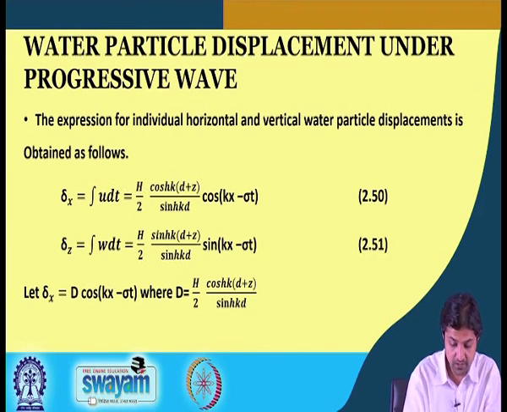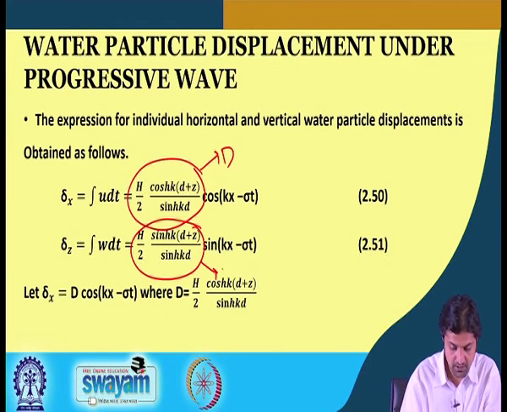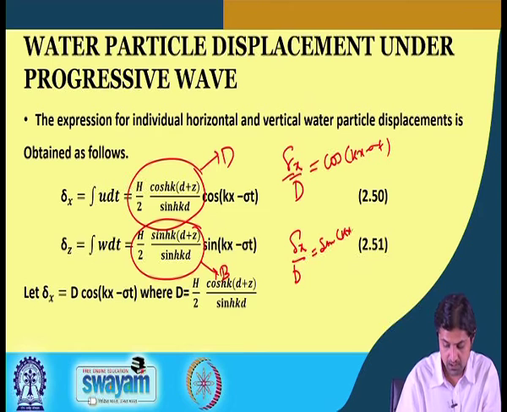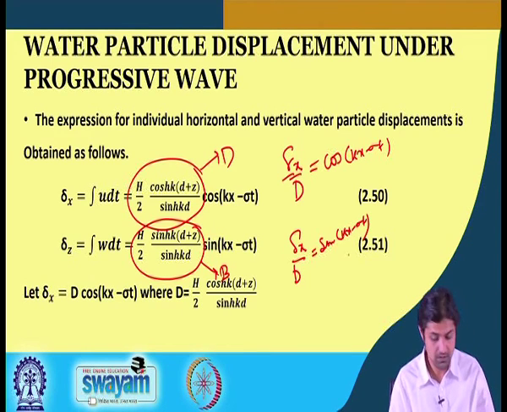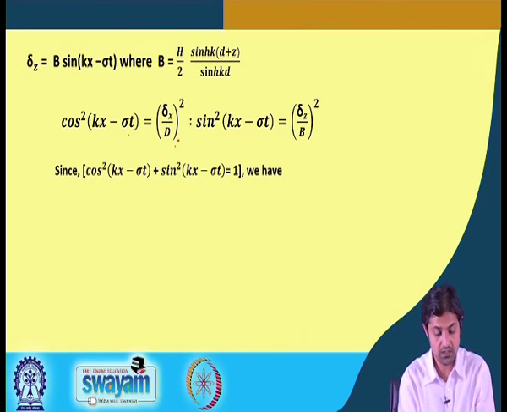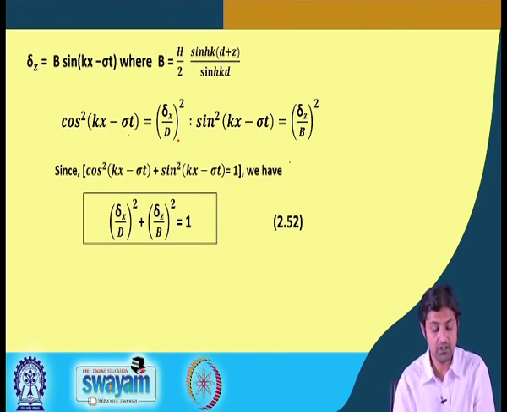So, what we have said is this is d and this is b. All right. So, if we take d down, it will become delta x by d is equal to cos k x minus sigma t, and if we take b down here, it becomes delta z by b is equal to sin k x minus sigma t. All right. So, sin square theta plus cos square theta is equal to 1. Therefore, this is what we have used. So, what we write is delta x by d whole square plus delta z by b whole square is equal to 1.